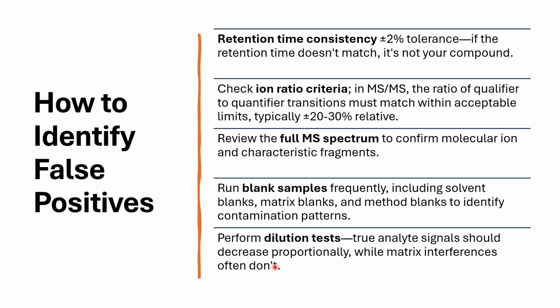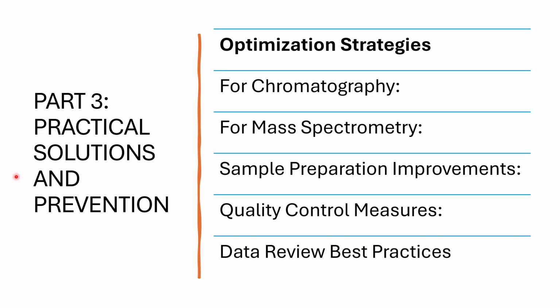The last one is performing dilution test. True analyte signals should decrease proportionally while matrix interference often don't. So by following these steps, you can identify the false positives. So let's learn about the practical solution and prevention of these false positive and false negatives.